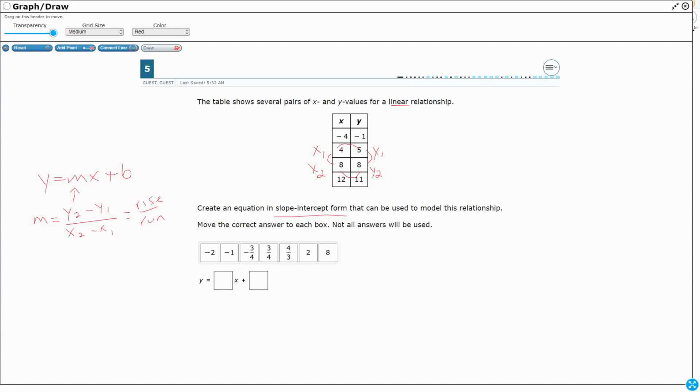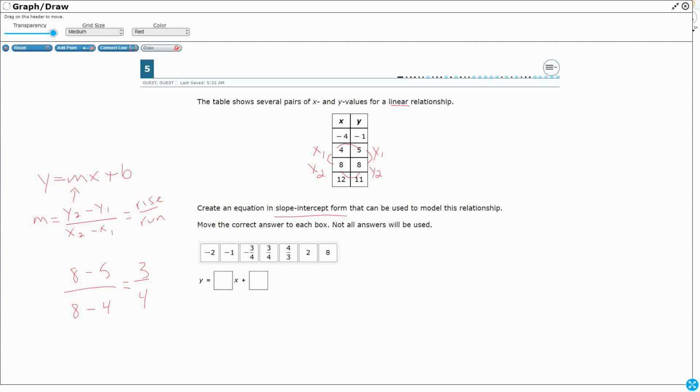So plugging this in, my y sub 2 is 8. My y sub 1 is 5. My x sub 2 is 8. And my x sub 1 is 4. So 8 minus 5 over 8 minus 4. So that's going to be 3/4.